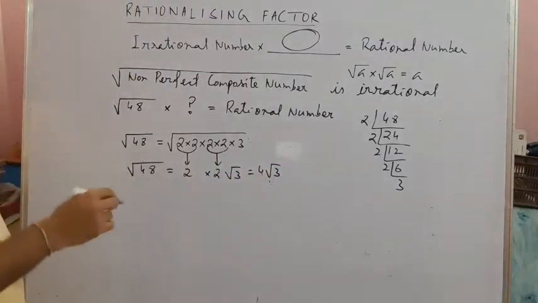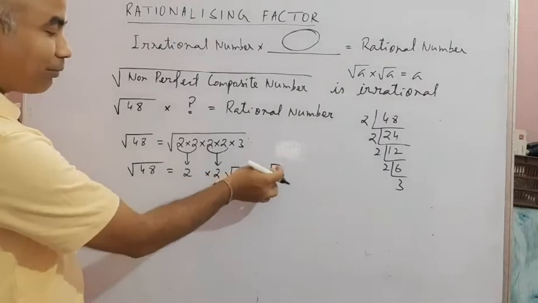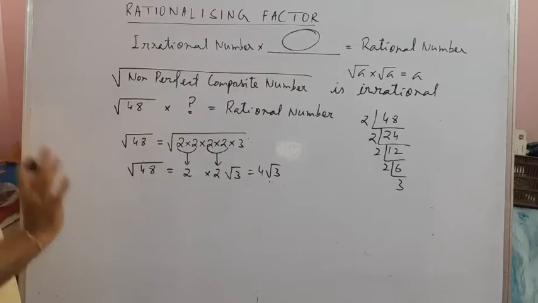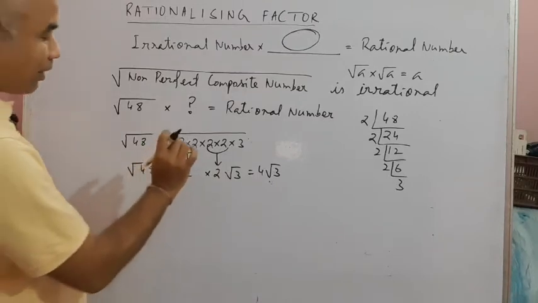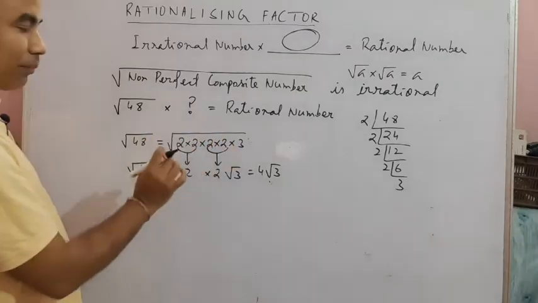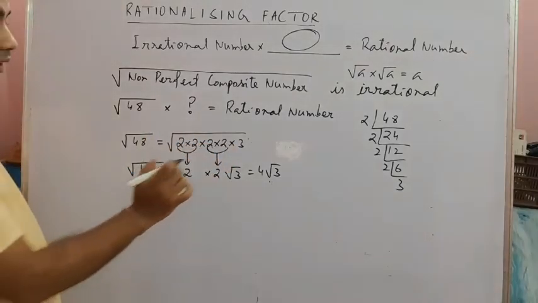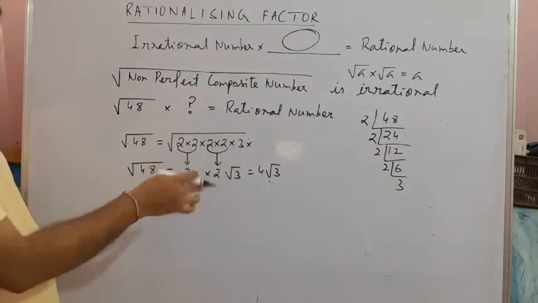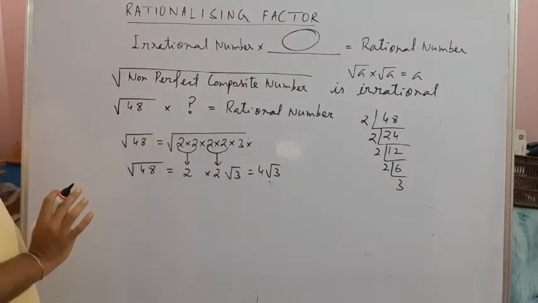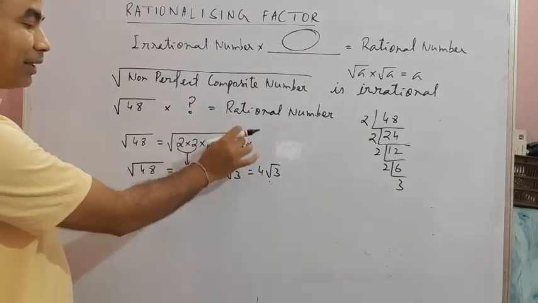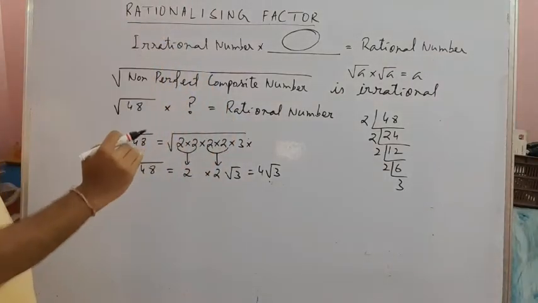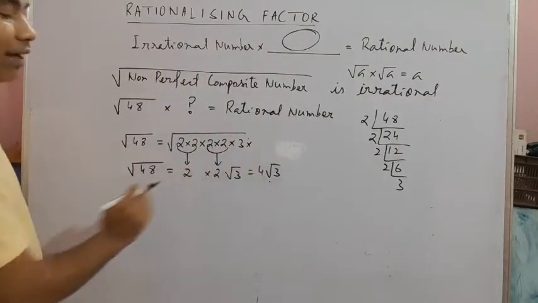So it is not a perfect square. That's why you have not got a rational number as its square root. This root 3 is there. Now, how can you make it rational? Here, this 2 can form a pair, this 2 also can form a pair, but this 3 cannot form a pair, so it remains inside the square root symbol. If this 3 could form a pair, then it could also come out from the square root sign, and then it would be a rational number.